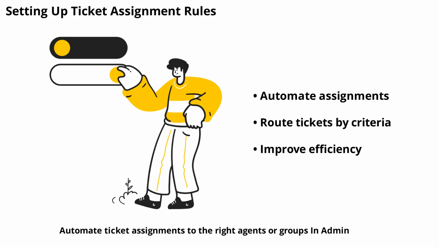Automate ticket assignments to the right agents or groups. In admin, go to Automations and create rules based on ticket type, priority, or keywords. This ensures tickets are handled by the most qualified team members, speeding up resolution times.